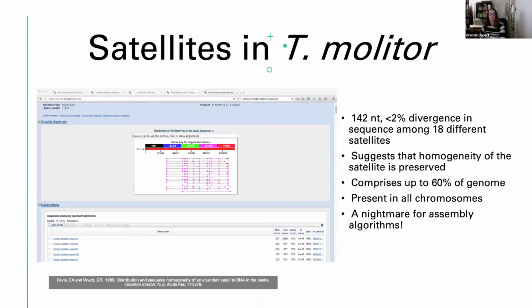The problem with the assembly, we found in the literature, was this report by Davis and Wyatt that described a satellite in this insect. The satellite was 142 nucleotides and it's highly homogeneous. When I blasted the nucleotide sequence of the satellite to the PacBio reads, I found the satellites peppered in the reads, represented by the pink segments that you see. This satellite comprises 60% of the genome and is found in every chromosome. And this is why we were having a problem with this assembly.